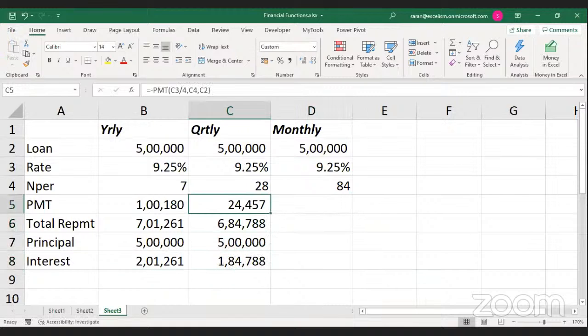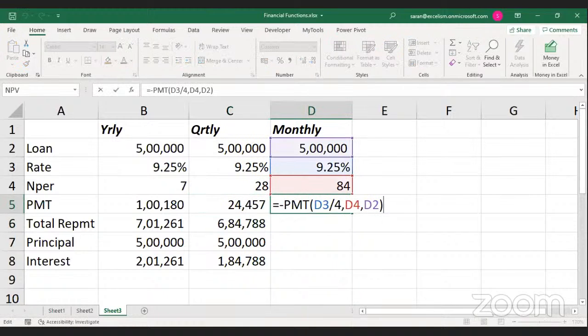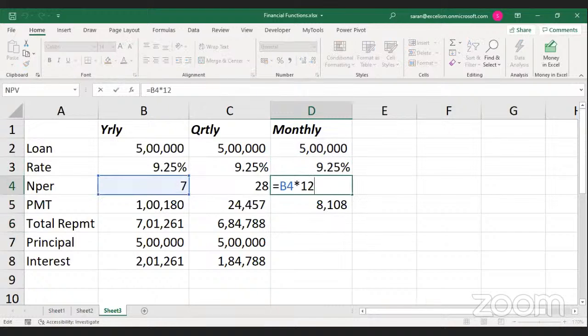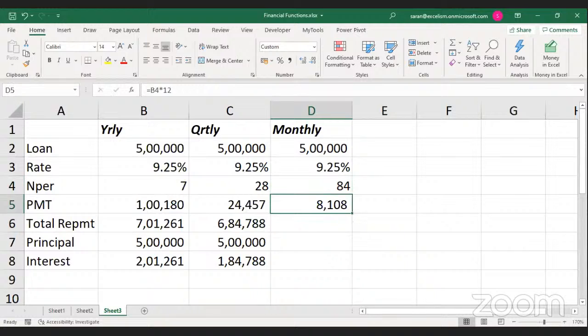If I want to go for monthly installment, the only change will be that now I have to take the monthly rate of interest. Even today, whatever loan you applied for, you can just write this formula. I'm sure this exactly matches. Enter. In fact, this is 7 years and 12 months, so 84 periods I'm going to pay.